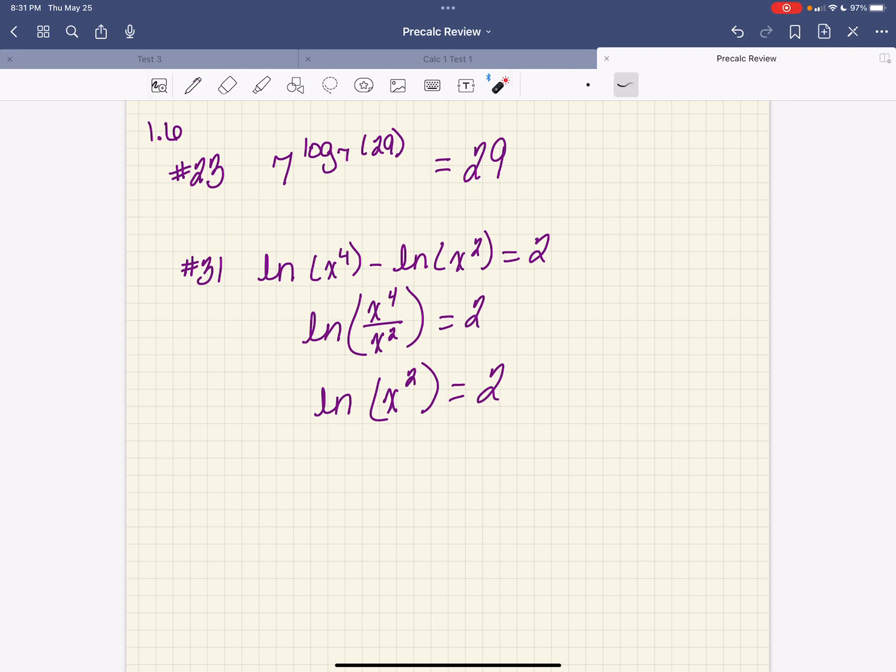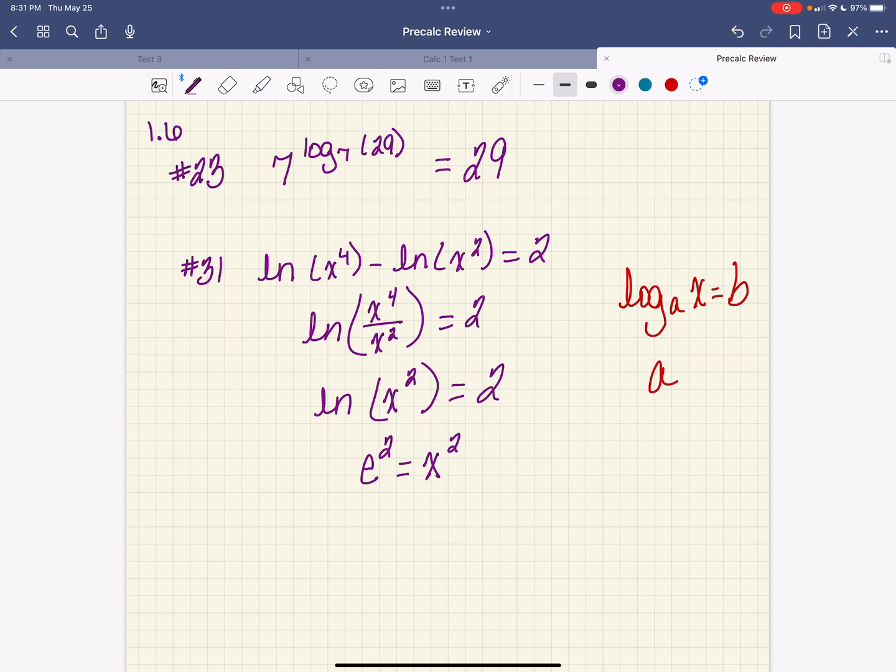Now what I'm going to do here is I'm going to rewrite this as an exponent. So remember, this is natural log. Natural log means that your base is e. So I'm going to have e raised to the 2nd power, and that's going to equal our x squared. So think back to your log properties. So if I have log base a of x equals b, okay, that means a is our base.